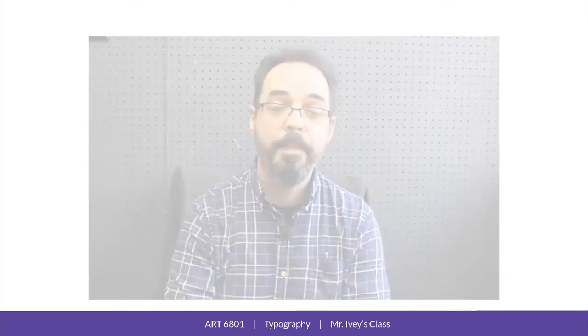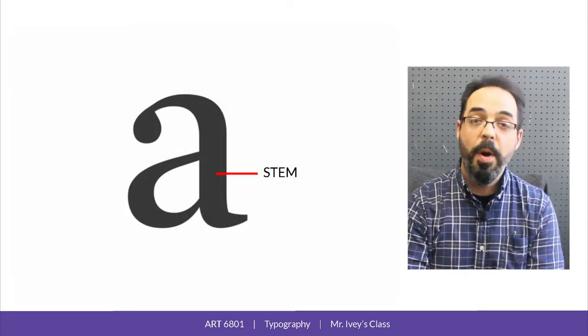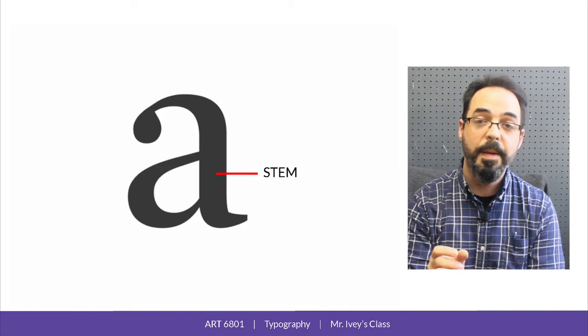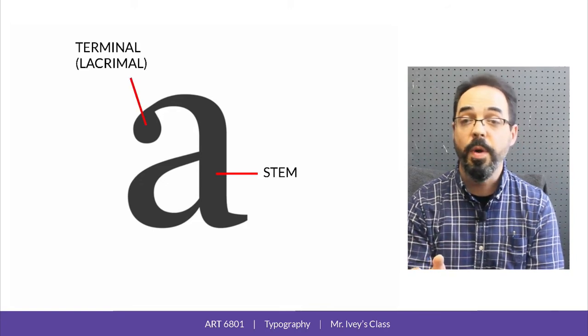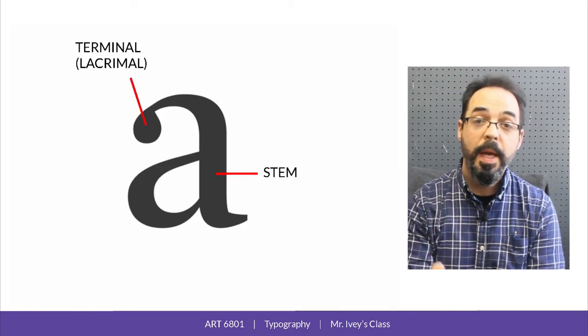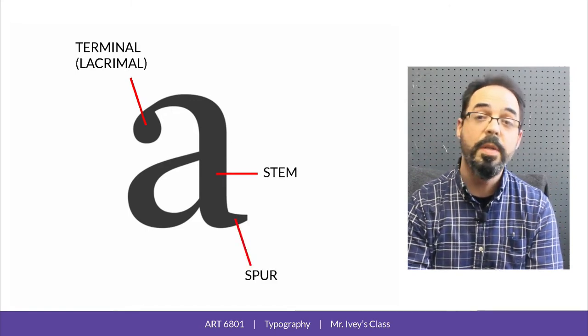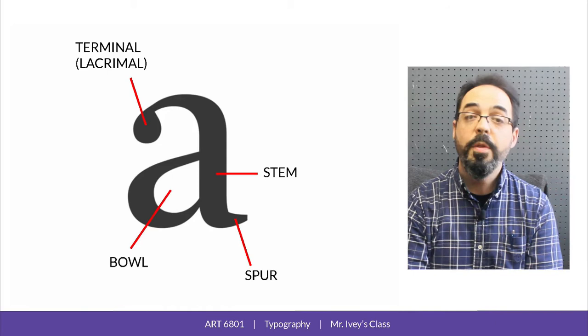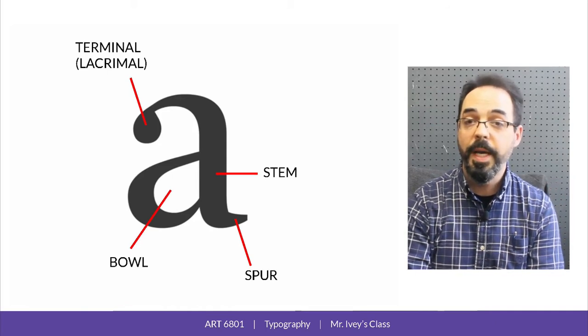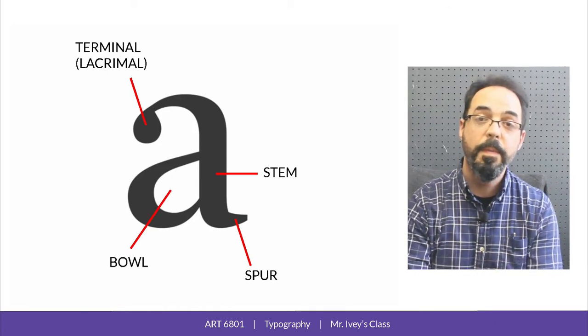Roman letters have been around for a long time, so there's a lot of esoteric terminology for describing their different parts. Let's have a look at some of them. The main vertical part of a stroke is called its stem, and the end parts of a stroke are called terminals. This rounded kind of terminal is called a lateral, and this kind is called a spur. The rounded corner that's often formed in letters is called a bowl.